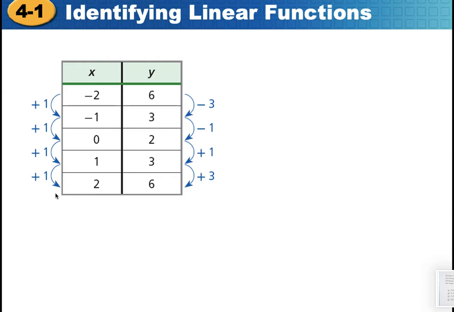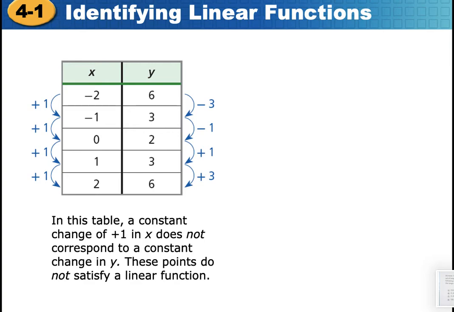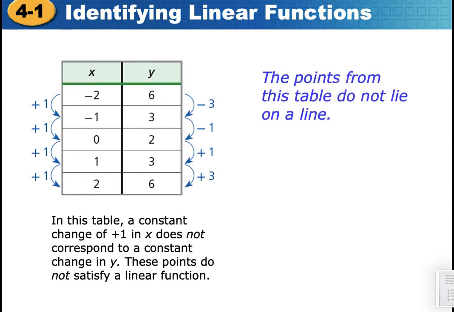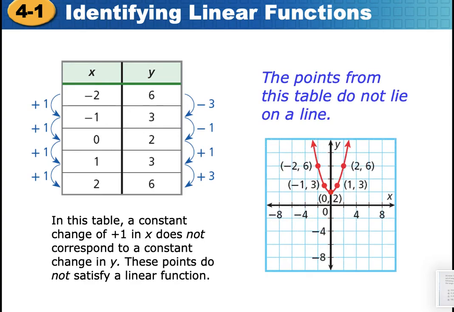You would turn and talk to your neighbor, we would come back. I would say the x's have a constant rate of plus 1, but the y's change by negative 3, then negative 1. No, that is not a constant change. So, not a linear function. And if you graphed it, you would see, oh wait a second, look at that. That's not a line. That's not a straight line.